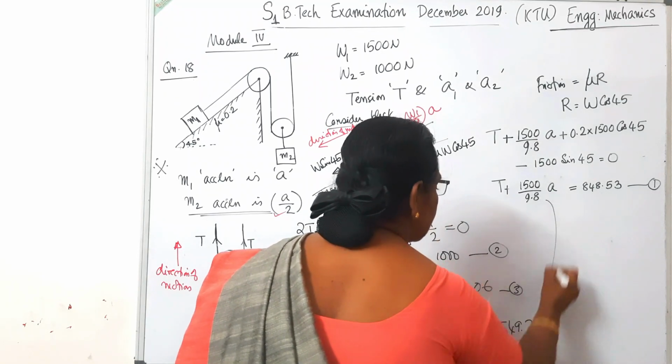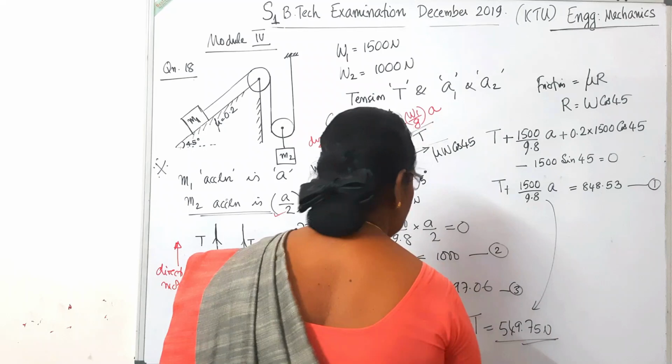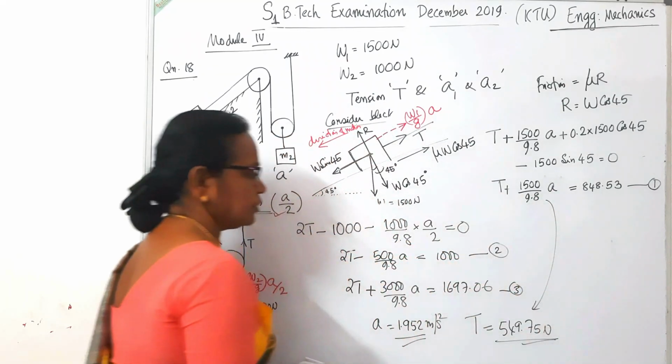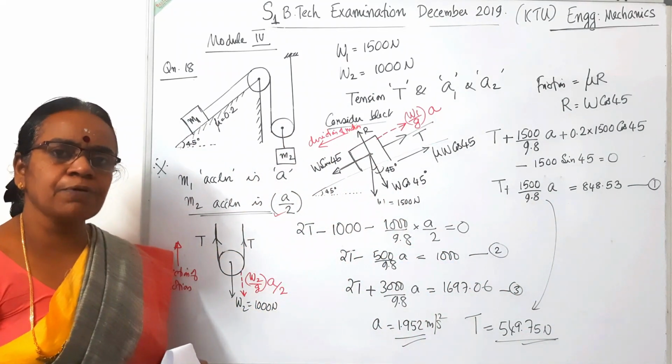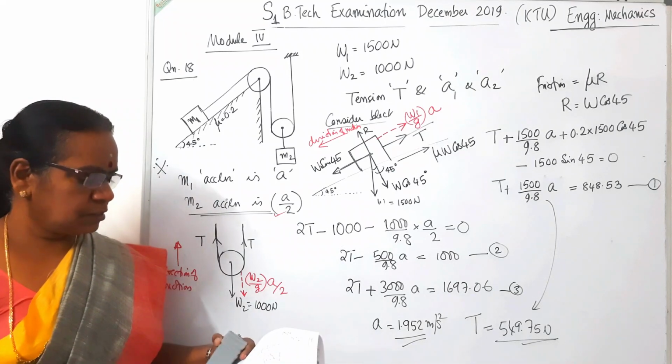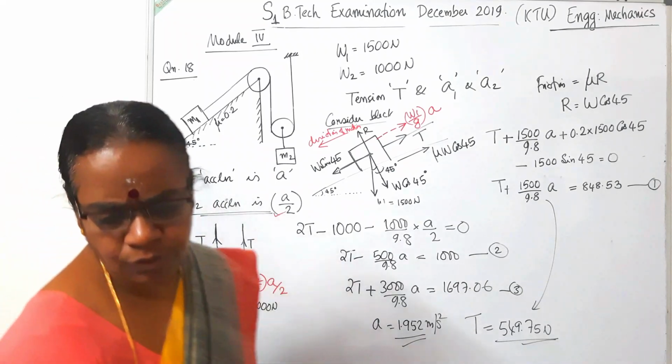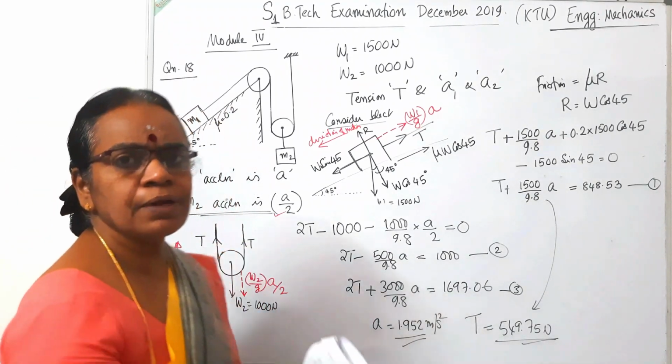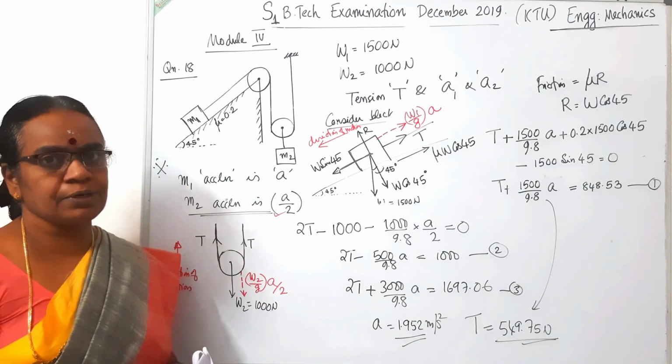So you can substitute here for A, substitute here so that you will get the value of T. Such type of questions are very common, and the marks, I think it is also a 14 mark question. A similar question was there in the previous university examination also.